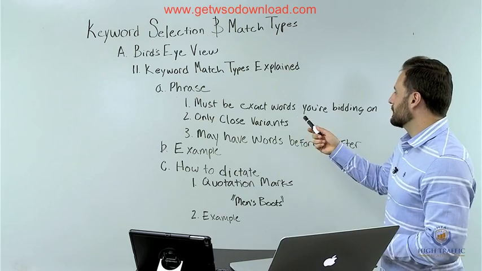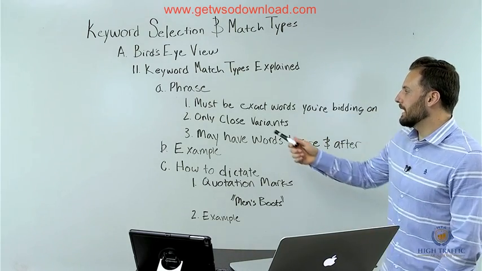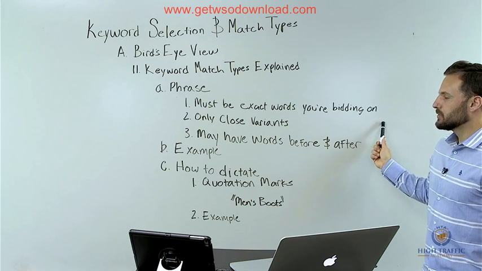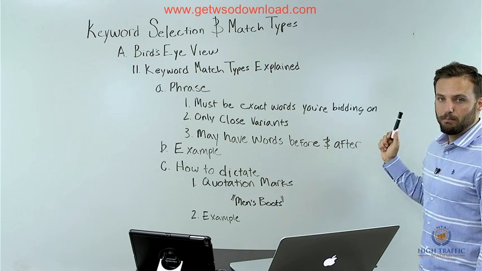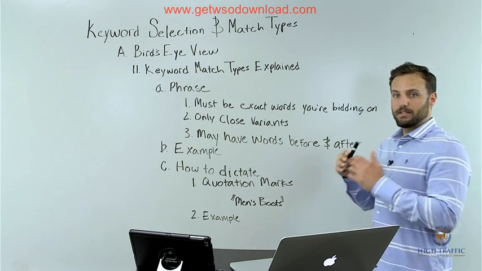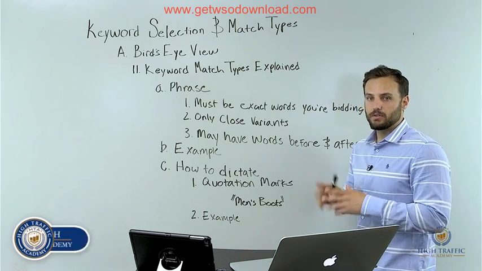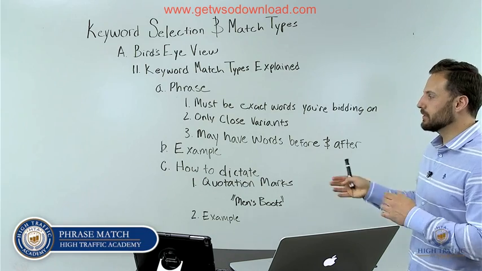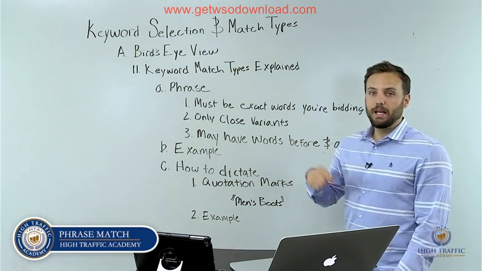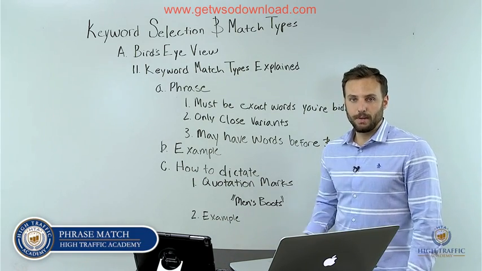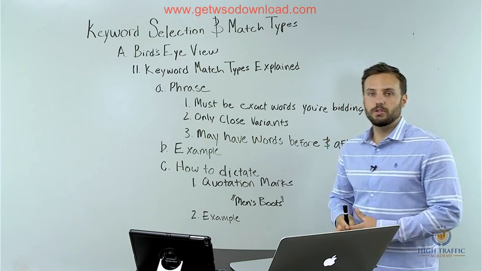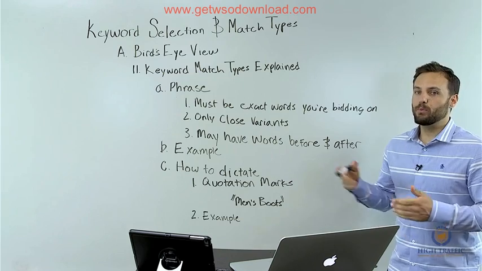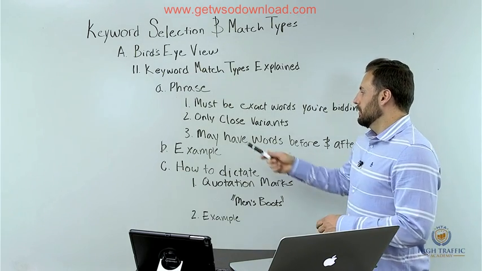Just like an exact match keyword, in a phrase match, it must be the exact words you're bidding on. So if you're bidding on men's boots, that must remain intact in the user's search query. They must have men's boots in their search query, and it must still be in that order in a phrase match. So if the user searches for men's working boots, your ad will still not trigger.